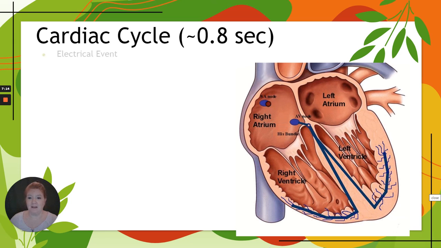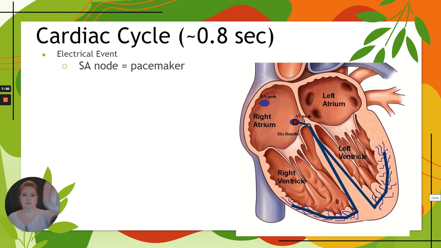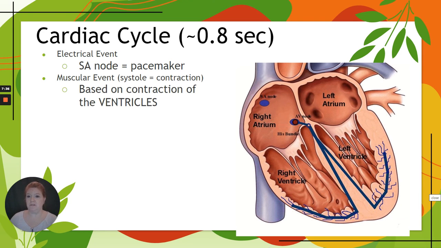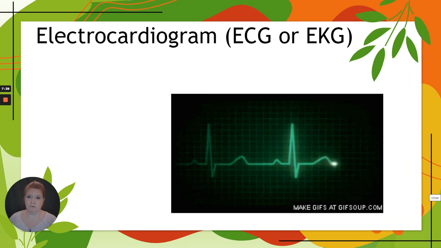All right, the cardiac cycle, which lasts under a second, about 0.8 seconds, has two main components. We have an electrical event, which starts, if you can see in this picture, at the SA node. That's the pacemaker. It goes to the AV node, down the bundle of His to the Purkinje fibers. Okay. Then we have the muscular event, and that's systole, or contraction of those ventricles. So it's based on the ventricles.